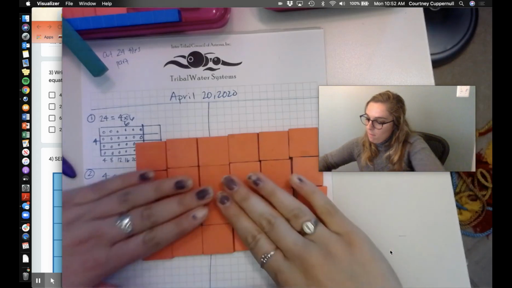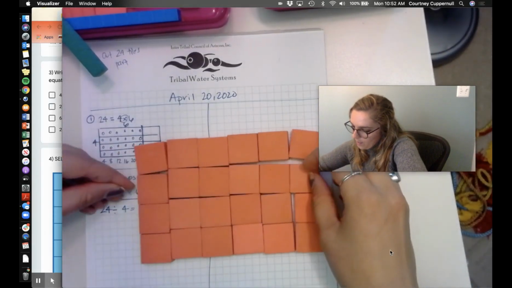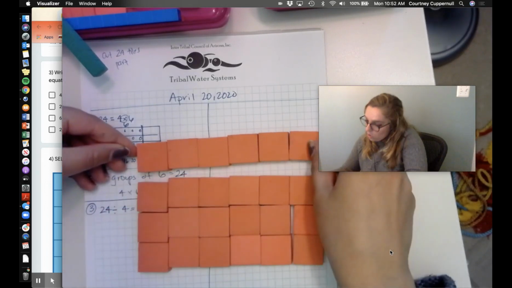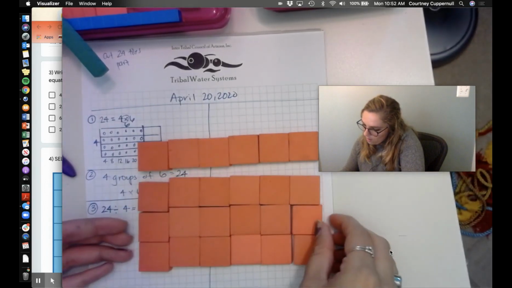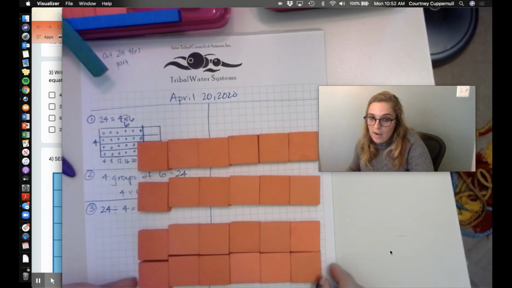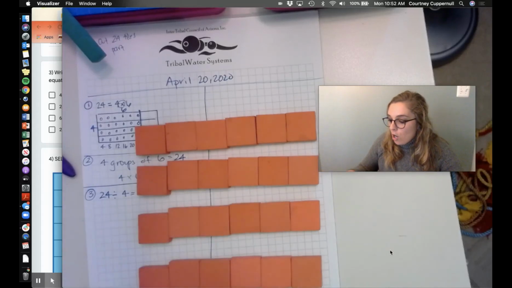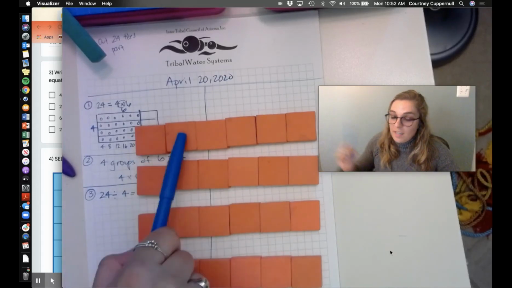So say this was my row. Then maybe I'm splitting these tiles with my sister. She gets this row. Then maybe I'm splitting these tiles with my mom, and then my mom gets that row, and then my dad gets the last row. So I have my 4 equal groups, and there are 1, 2, 3, 4, 5, 6 in each group.